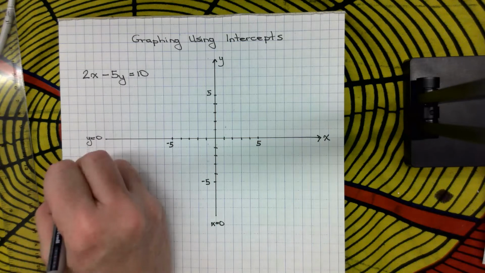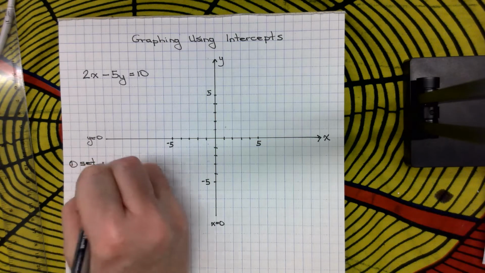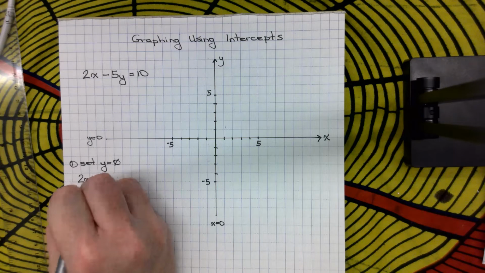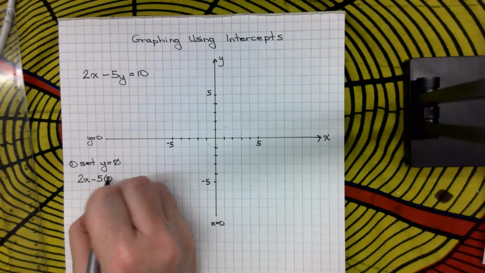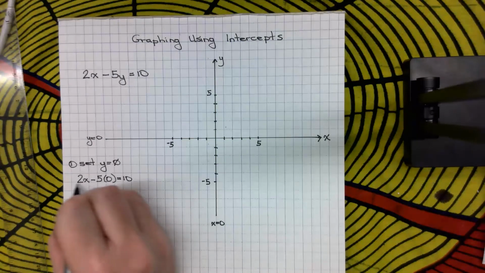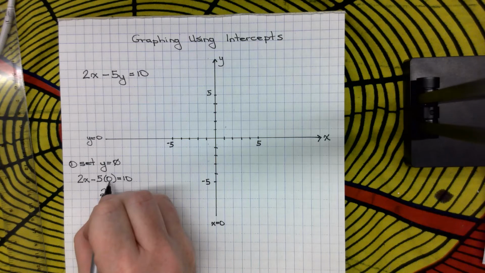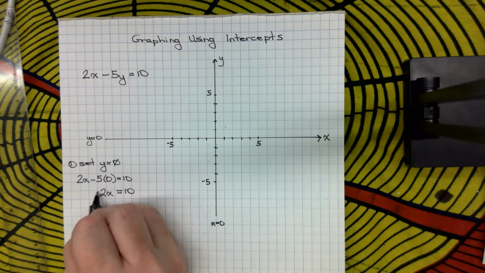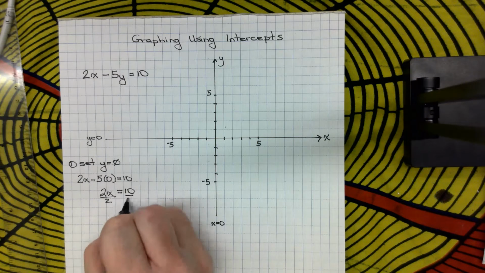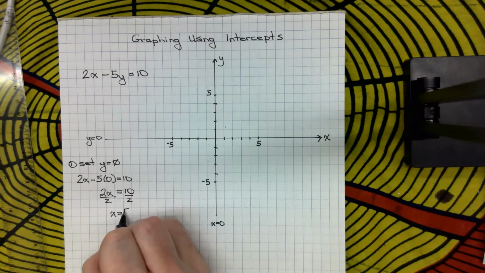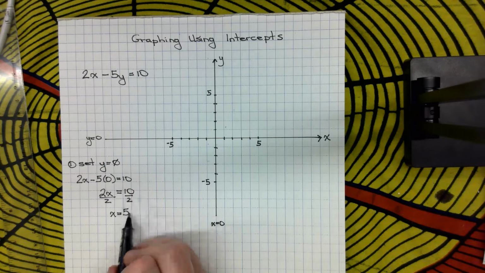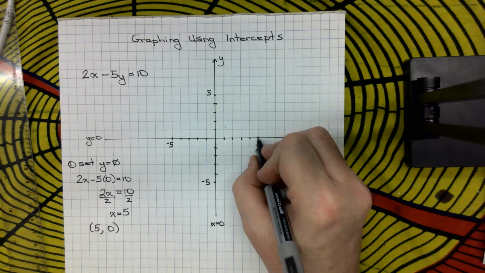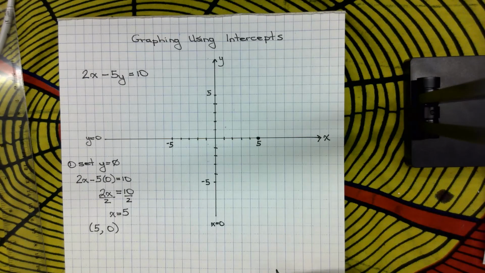So first, I'm going to set y equal to 0. I'm going to take this equation up here, and I'm going to do 2x minus 5, and instead of y, I'm going to write 0, and that is equal to 10. So now when I do the math, I get 2x. Well, 5 times 0 is just nothing, so I don't have to write it. And then I have 10. And now I want to know what x is. So since I have 2 x's, I can just divide both sides by 2, and I end up with x equals 5. So now I know that when y is 0, x is 5. So I'm going to go here, 5 and 0. So here, x is 5, so that's my x-intercept, and y is 0.